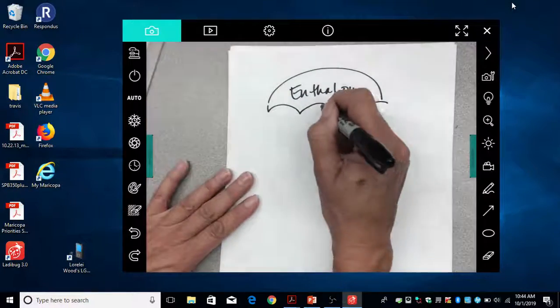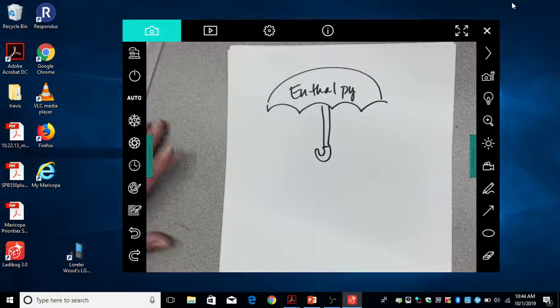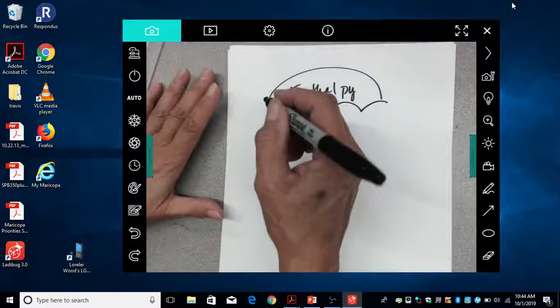All right, we got our enthalpy umbrella here. I'm not the greatest artist, but we're going to pretend that's the enthalpy umbrella that has all these different terms coming out of it. All right, the rain of enthalpy is going down on our umbrella. And what things are coming out?